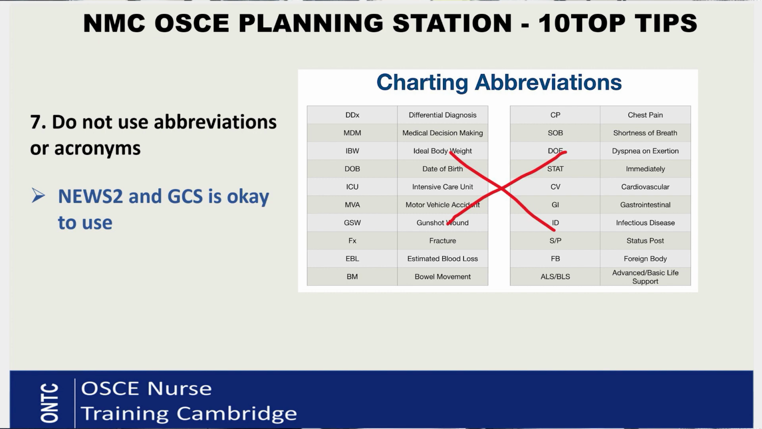Whatever you write, you are not allowed to use abbreviations. The only two abbreviations you can use are NEWS2 and GCS. They are not expecting you to write full forms of NEWS2 and GCS, so you can use those and refer to those, that's fine. But everything otherwise needs to be normally written, not in abbreviations or acronyms. That's really important, and it's part of your marking criteria. All these top tips are basically your marking criteria. That's what your examiner is looking to mark you and pass you on this station.